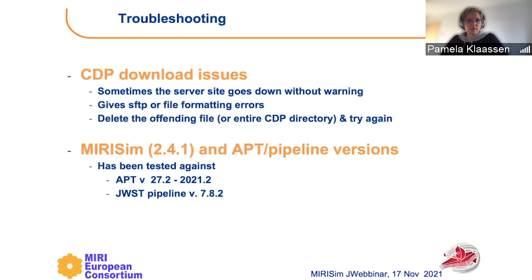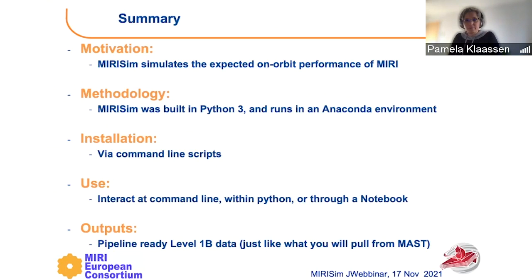Any troubleshooting that we've seen so far, sometimes the calibration data product website goes down. We're still trying to figure out why and when that happens. But if you don't have the right CDPs downloaded, that might cause your MIRISim simulation to fail. If you get any kind of FTP or SFTP error in your simulation, delete your CDPs and re-download them. And here I'm just also listing the APT and pipeline versions that we've tested the most recent MIRISim version against.